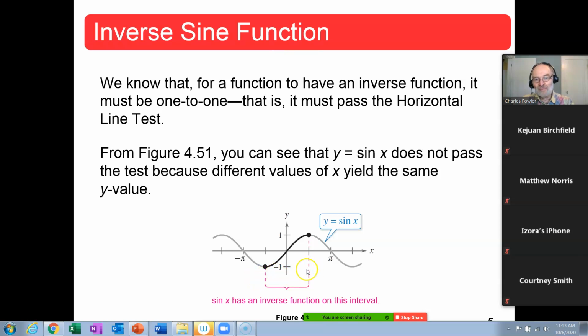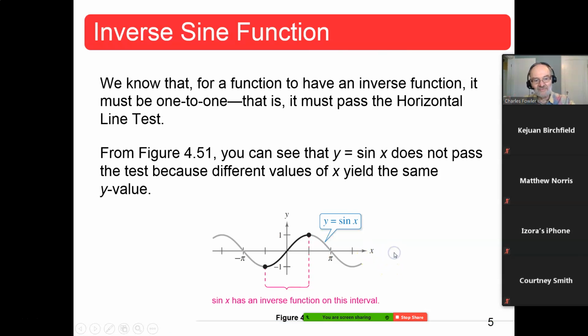In that part of the domain, sine is strictly increasing. It does flatten out here and here, but it doesn't back up on itself. You don't go any further than minus pi halves to pi halves. That's the only place we're going to define the inverse sine function when we get around to doing it.